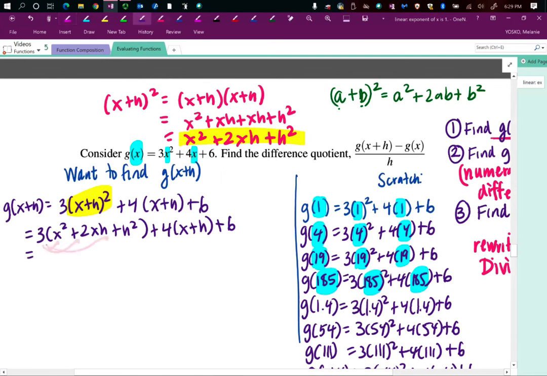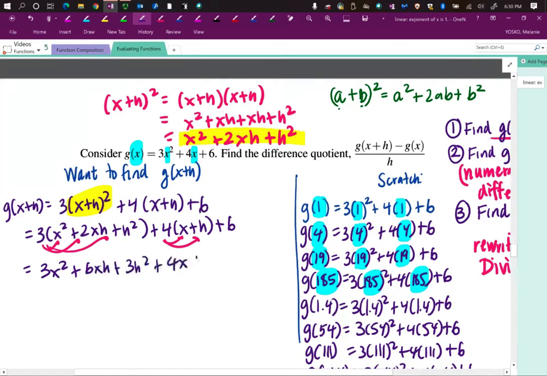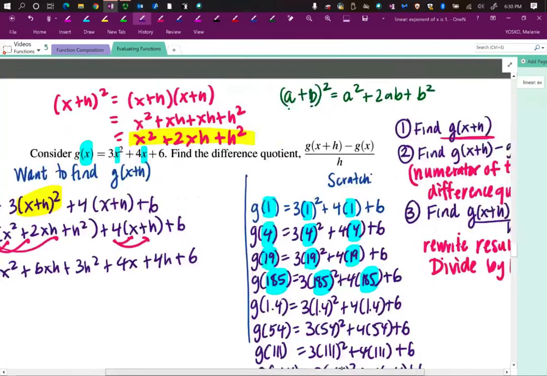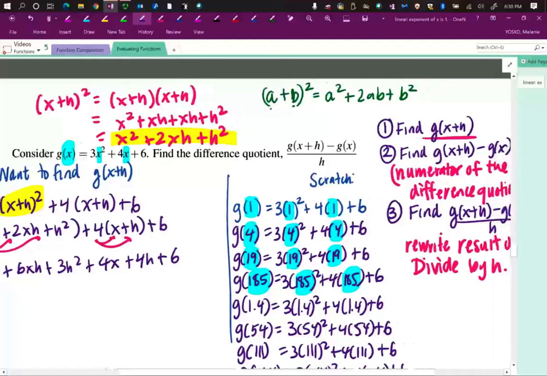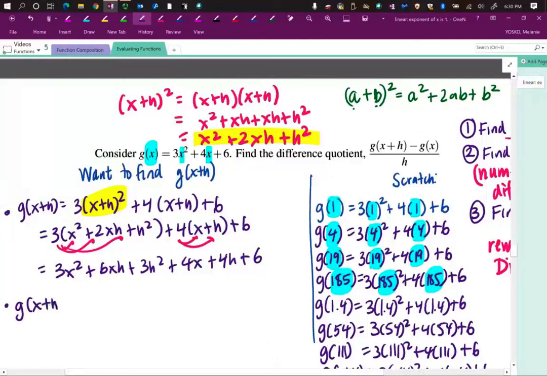So now we distribute here as well. 3x squared plus 6xh plus 3h squared plus 4x plus 4h plus 6. And that's as far as we can go. But that was step 1, right? Find g of (x plus h). So step 2 is find g of (x plus h) minus g of x. g of (x plus h) minus g of x.